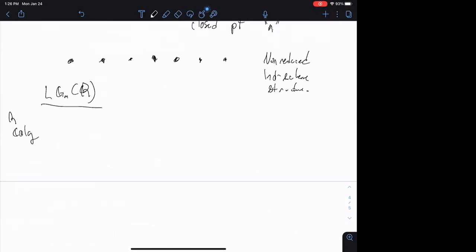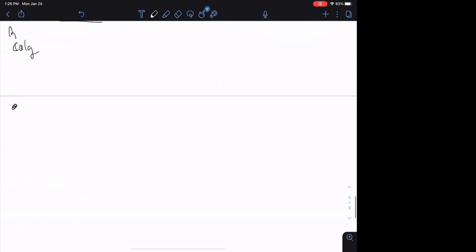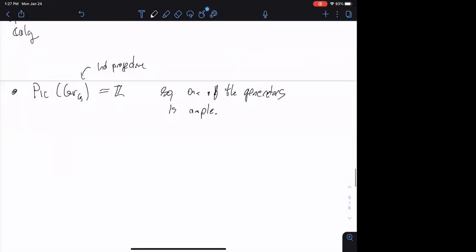Okay, the other brief thing that I want to go back to is the Picard group. So now let's return to this statement about the Picard group of Gr G being isomorphic to Z. Since G will always be reductive, either the torus or G semi-simple, both of those will be reductive. So I know that this is projective, which means that one of the generators of this Picard group must be ample. And I'll denote that ample line bundle by L. So L will be the ample generator for G.